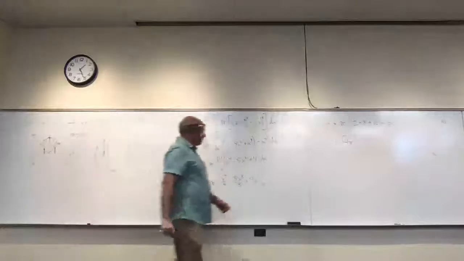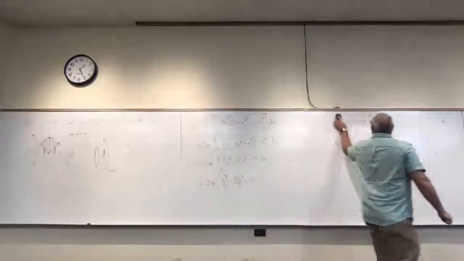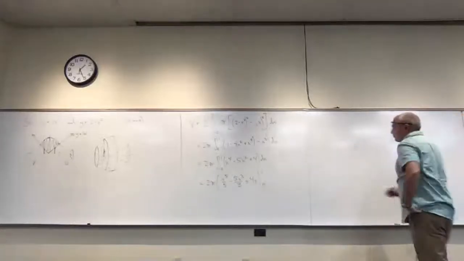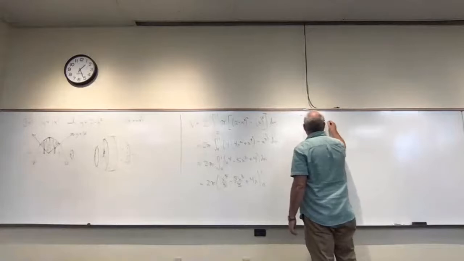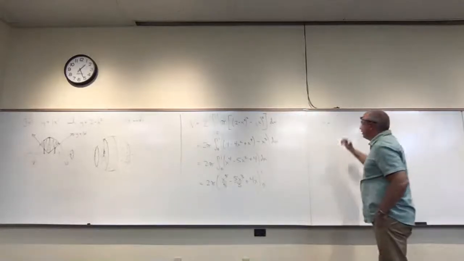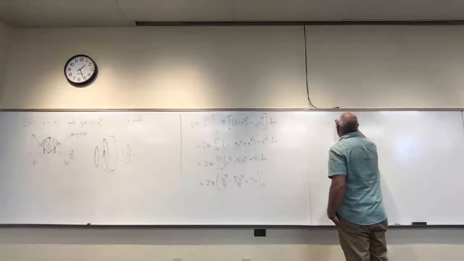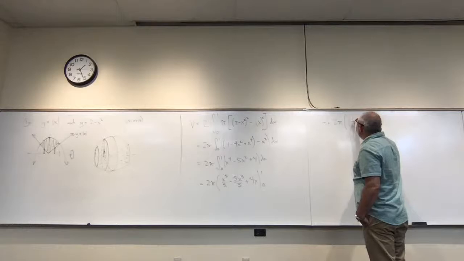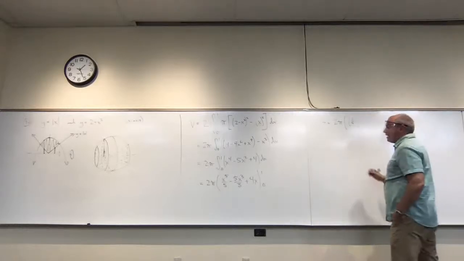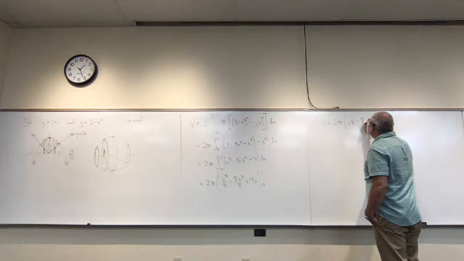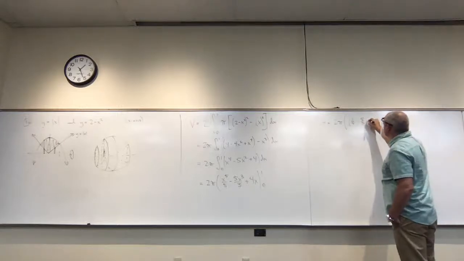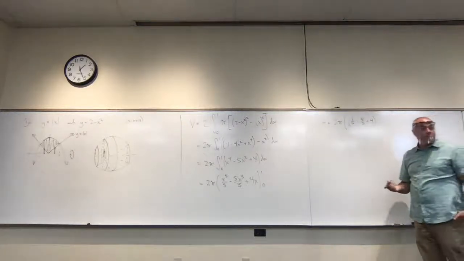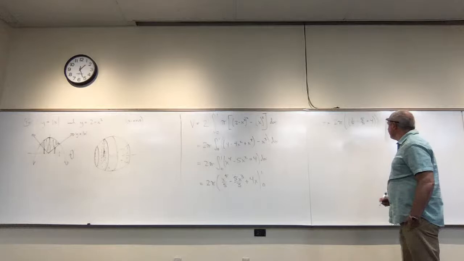Okay, now we're ready to plug these in. This is equal to, plug in the 1, and I get 2 pi times, plugging in 1, I get 1/5 minus 5/3 plus 4. And plugging in 0, I get 0, right? Everything just goes away. So that's it.